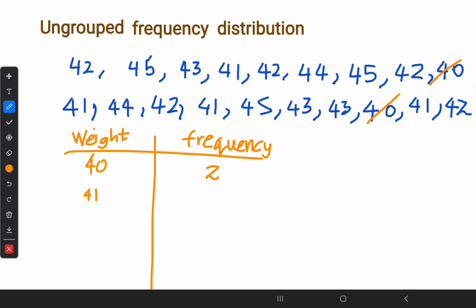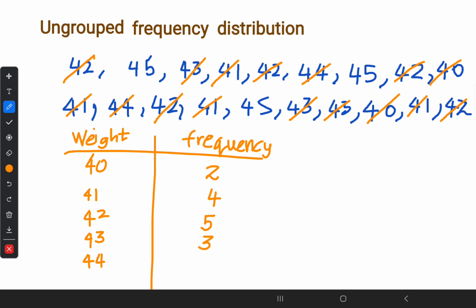Like the second one, 41. 1, 2, 3, 4. There are 4 students. And 42, how many students? 1, 2, 3, 4, 5. There are 5 students. And 43: 1, 2, 3, 3 students. And 44: 1, 2, only 2. Finally 45. How many students? 1, 2, and 3.